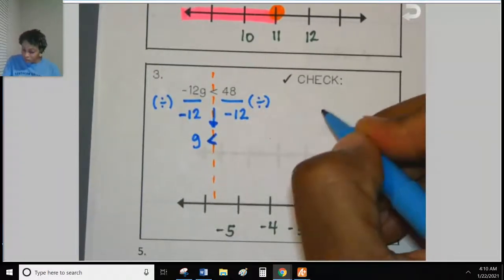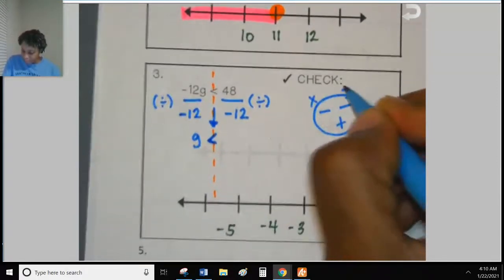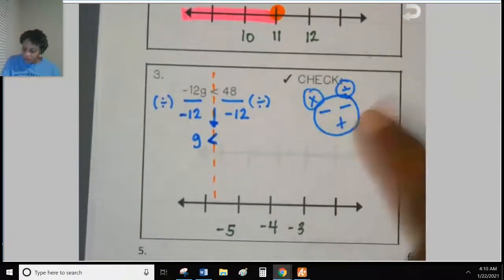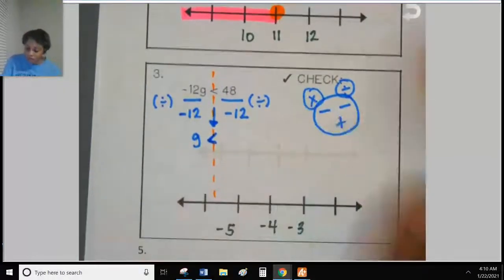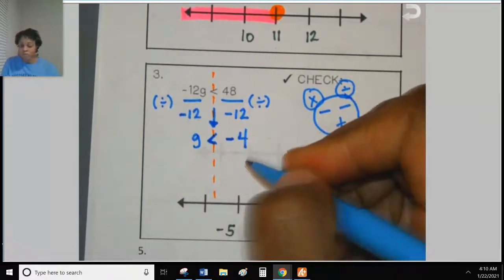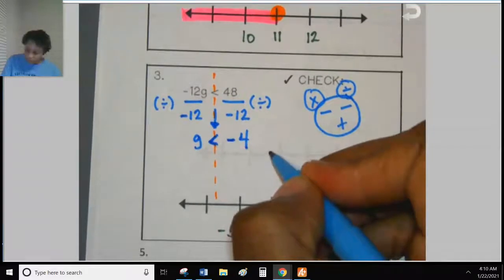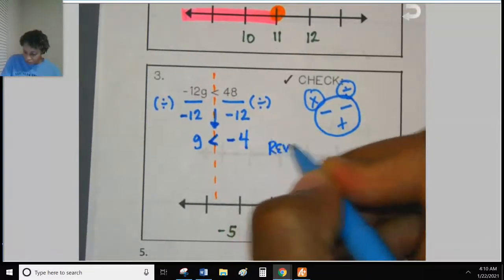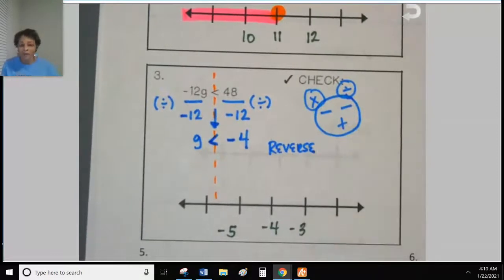48 divided by negative 12. Again, remember, sleepy mouse. I have a negative and a positive, so my answer is going to be negative. So I will have a negative 4. Well, remember, we divided by a negative. So here, this is where I physically write the word reverse. So I'm going to reverse after I've gotten my so-called final answer.